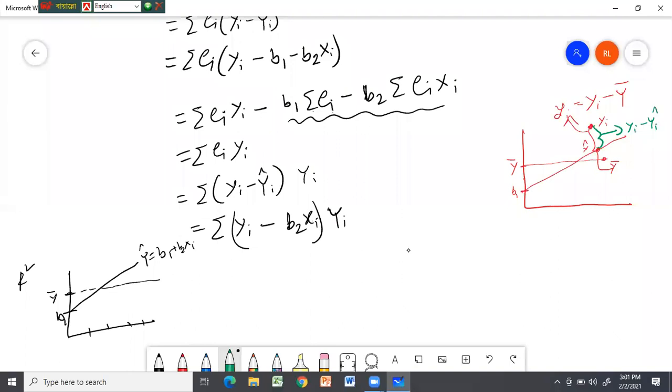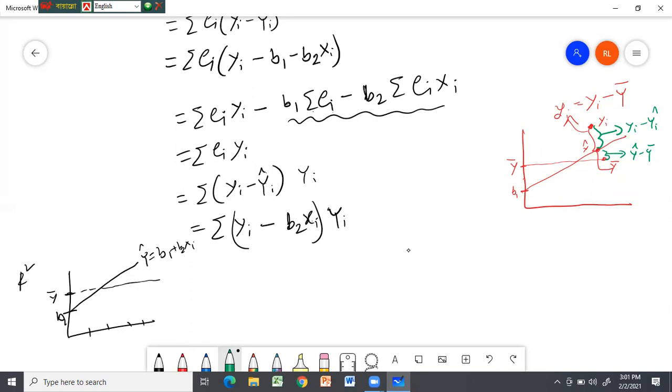and another way is the portion which is not explained, or unexplained, this one, yi hat minus y bar. Okay, so up to this, I think it's already known to you. We have discussed it in the last class. Yes sir, you told us that b1 has already been included in the y bar.